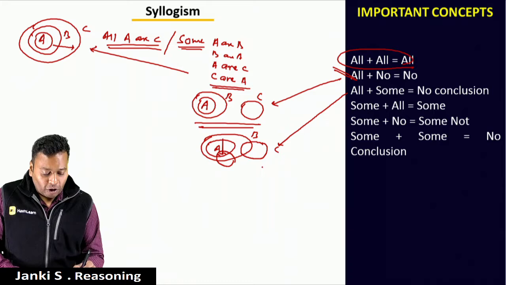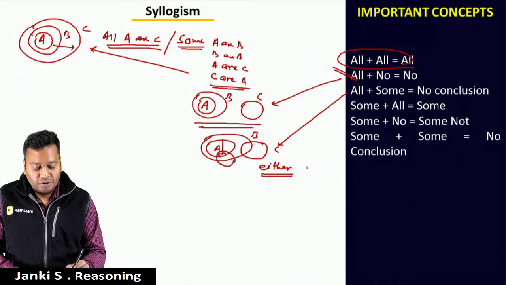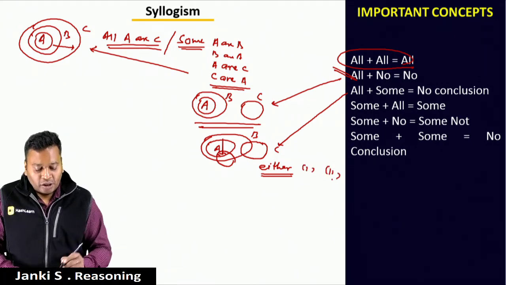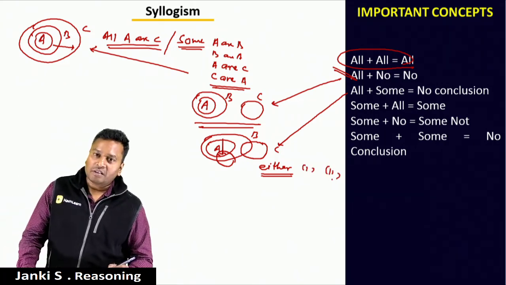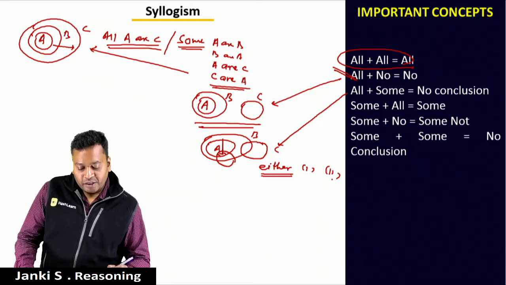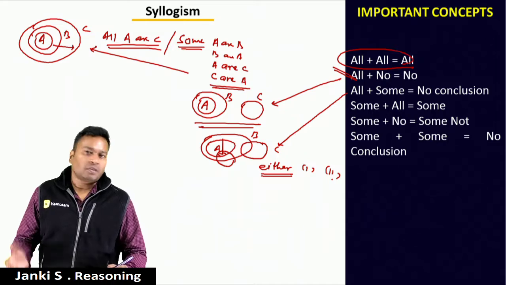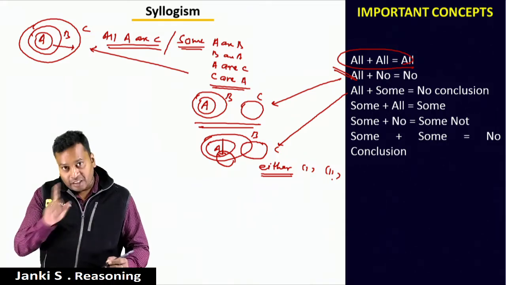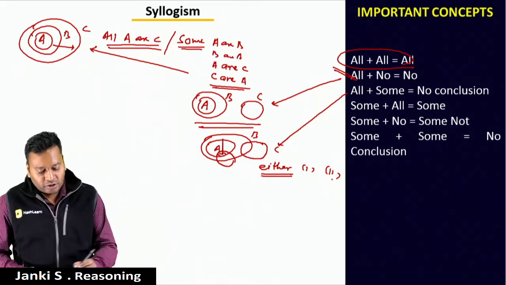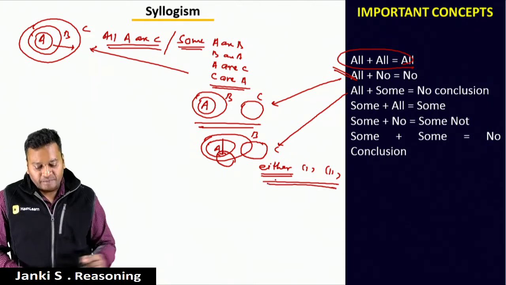But if my option is in terms of either, either option 1 or else option 2, that means one of the options given is some A are C, and the other option given is no A are C. That means I have to choose one among them. That is an either format, which is an important one which you need to keep in mind.